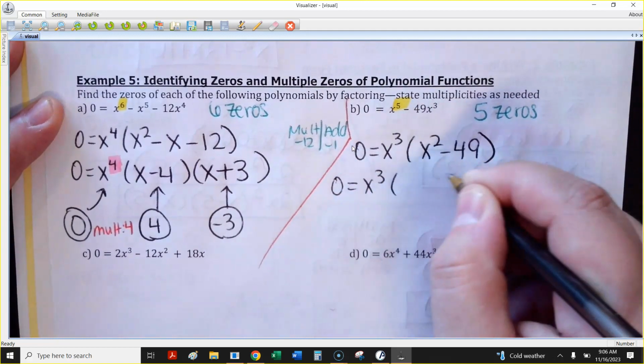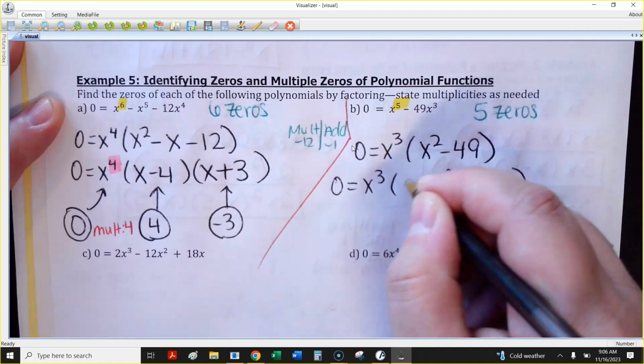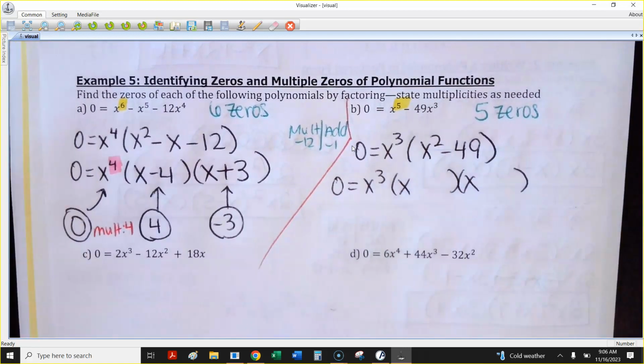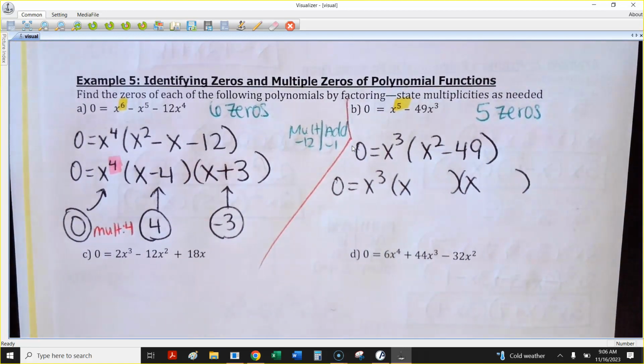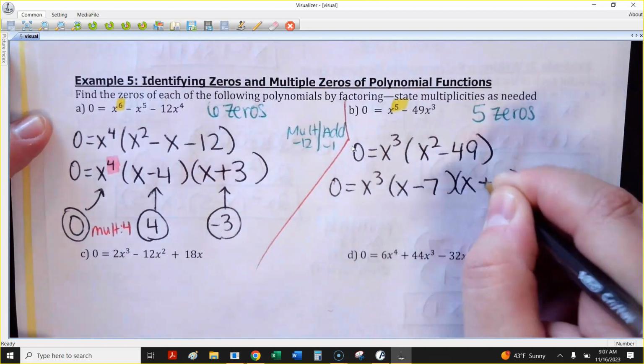Can you think of 2 numbers? I'm going to drop the squared there and just put x at the beginning of each of the factors. Can you think of two numbers that if you multiply them, you get negative 49, but they add up to 0? If I multiply them, I get negative 49, but if I add them, they would be 0. So they have to be the same number. Yes. One of them is a minus 7. One of them is a plus 7.